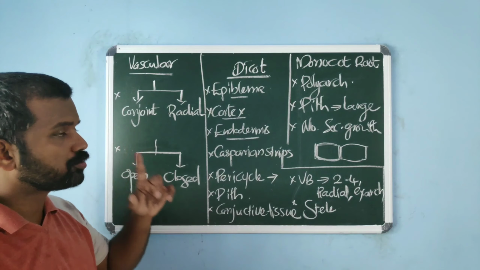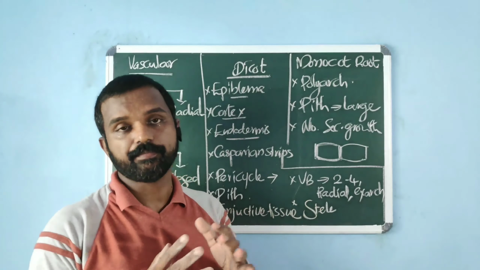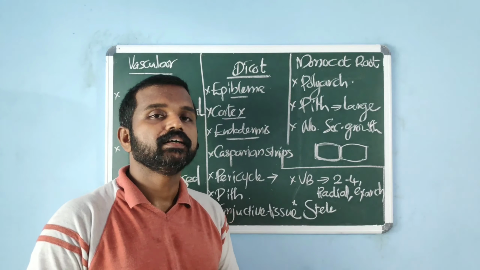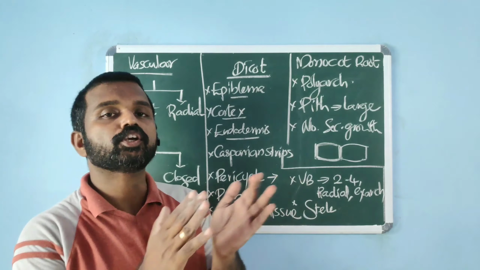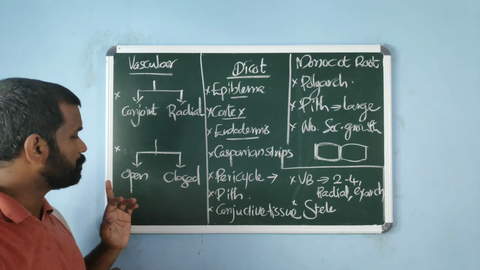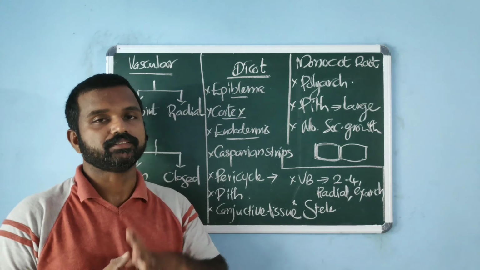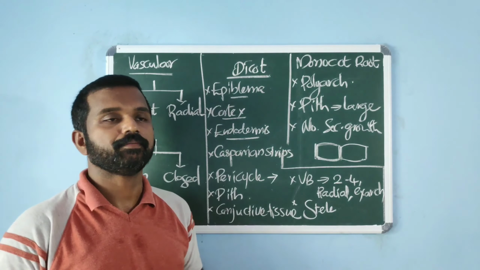Then based on the presence or absence of cambium, a lateral meristem, vascular bundles are of two types: open bundle and closed bundle. Open bundle means cambium is present between xylem and phloem.